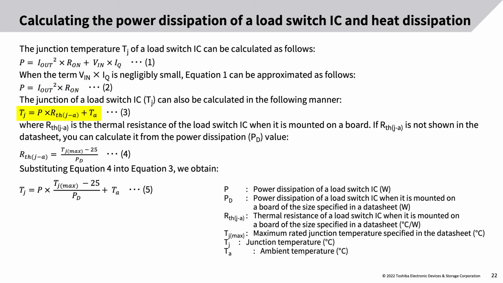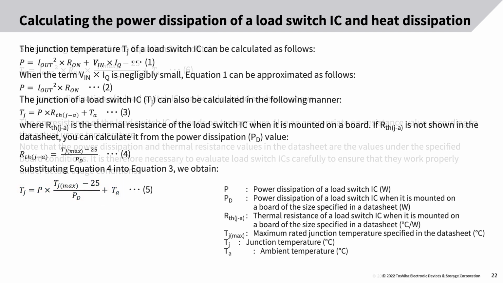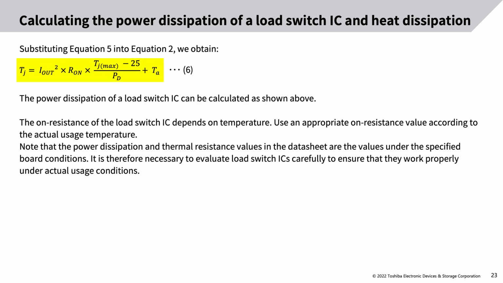The junction temperature Tj of a load switch IC can also be calculated in the following manner, where RTH,Ja is the thermal resistance of the load switch IC when it is mounted on a board. If RTH,Ja is not shown in the datasheet, you can calculate it from the power dissipation, PD, value, where Tj,max is the maximum rated junction temperature of a load switch IC. Substituting equation 4 into equation 3, we obtain equation 5. Substituting equation 5 into equation 2, we obtain equation 6.